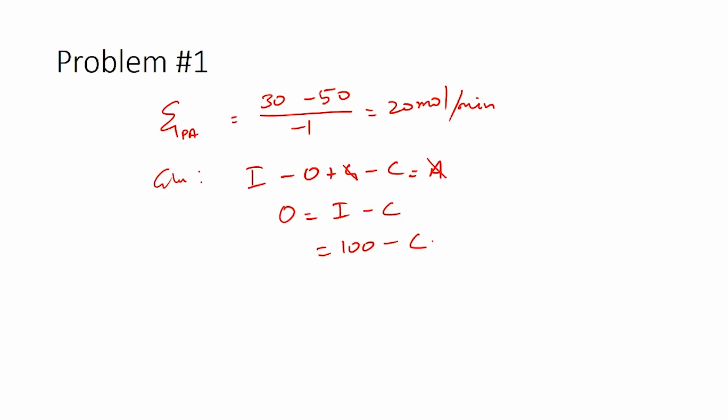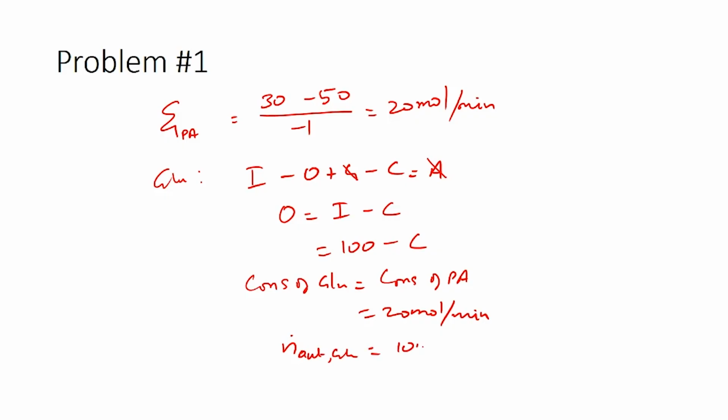Looking at the stoichiometry, we know that for every mole of pyruvic acid consumed, 1 mole of glutamine is also consumed. Therefore, consumption of glutamine would be equal to consumption of pyruvic acid, which is equal to 20 moles per minute. So, the number of moles of glutamine leaving the system would be 100 minus 20, giving you 80 moles per minute.